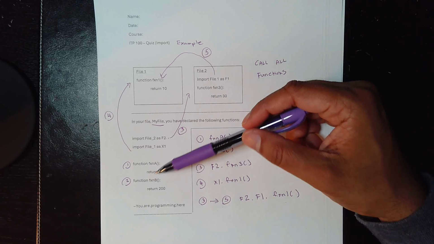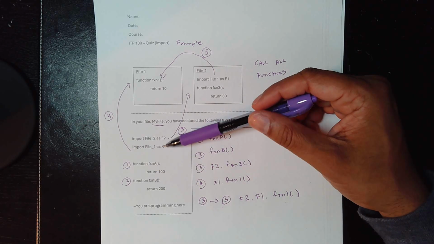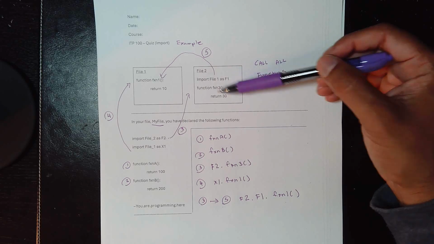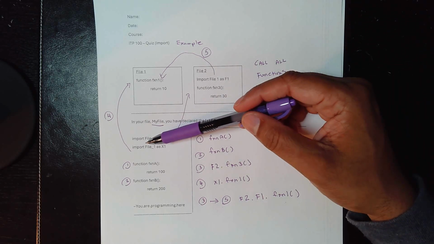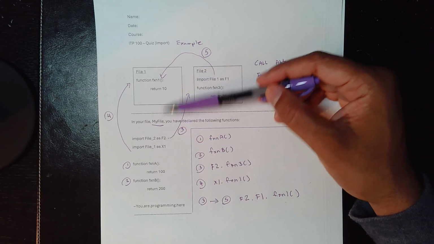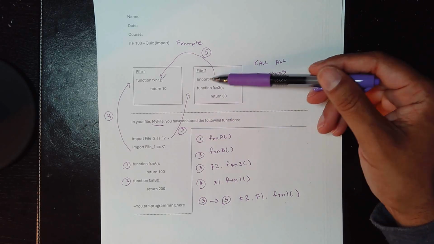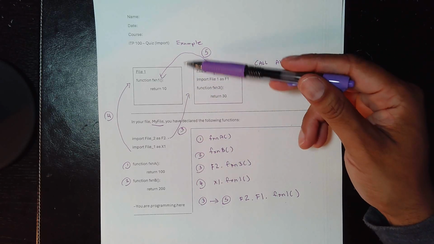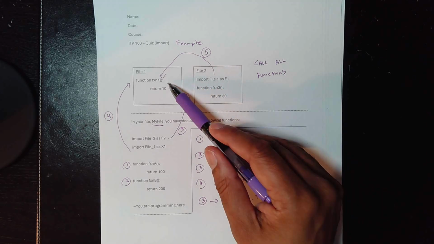I have a direct, again, I will repeat it, 1, 2, 1, 2 is here, that's straightforward. Directly importing file 2 as F2, so that's F2 dot function 3. I'm directly importing file 1, so that's x1 dot function 1. And now, but I can go here to here, so that's 3 to 5. So that's 3, I import F2, then I import F1, and I go to function 1.